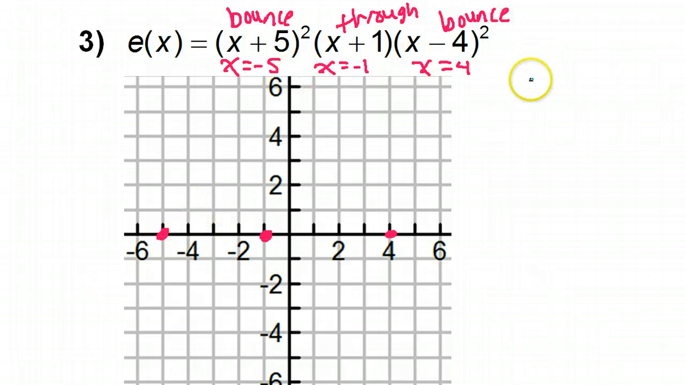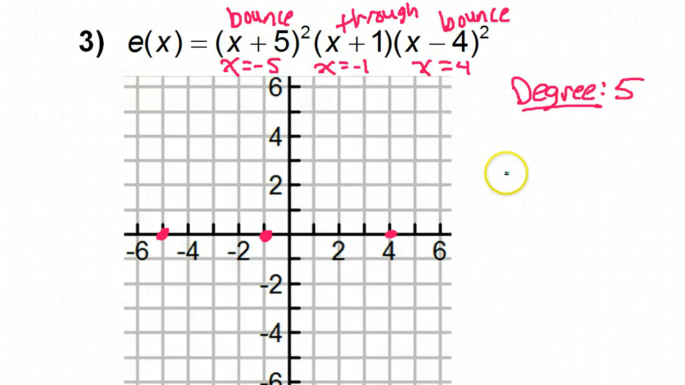End behavior, degree. Alright, this is 2, 4, 5. The degree is 5. That's odd, like a cubic. It's positive. So this will have the end behavior of a positive cubic. Okay, so that tells me to start from down low.